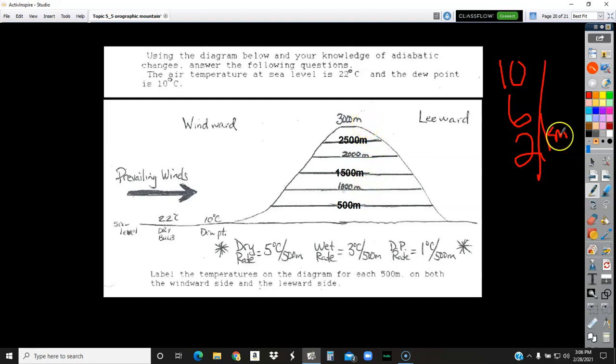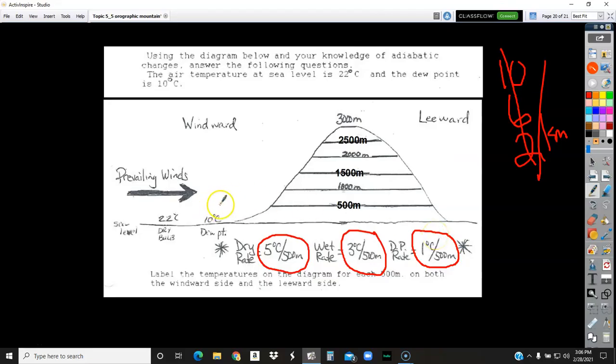So what I have to do here, I'm using the same procedure, but I took these numbers and I cut them in half. So the dry rate was 10. Instead of 10, I'm going to use 5 because it's every half kilometer. The wet rate was 6, but I'm going to cut it in half, so now it's 3. And the dew point rate was 2 degrees per kilometer. Now I'm just going to use 1. So I'm doing the same steps, but I'm using half the rates, because I'm not at a kilometer, I'm at half a kilometer.